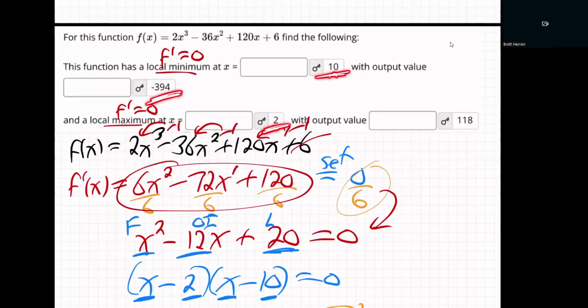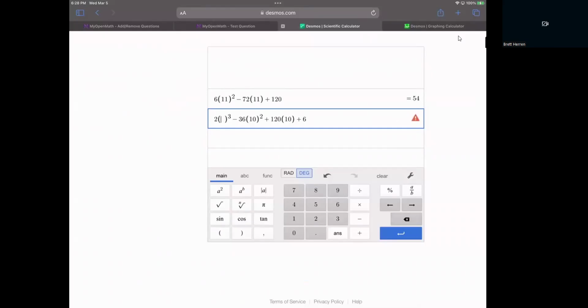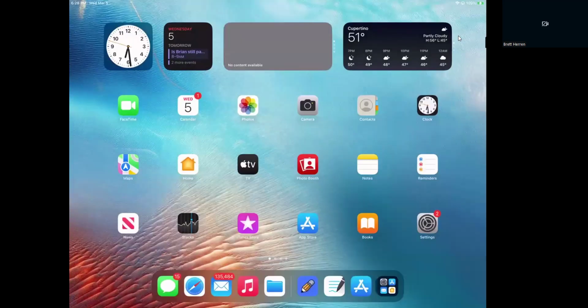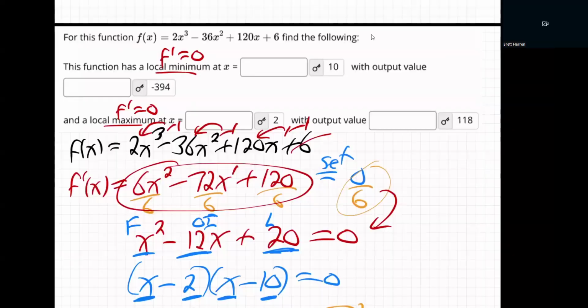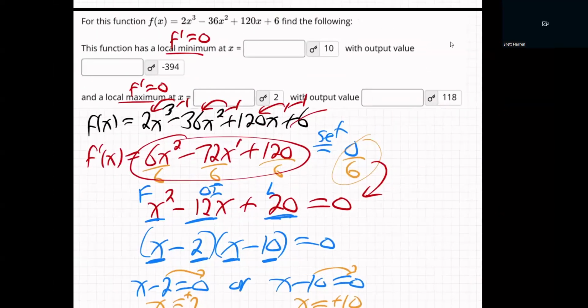Now I'm going to plug in 2. Hopefully I'll get 118. Go back and change it to 2. So Desmos again is so nice. You just change the plug-in that quick. Let the computer do the grunt work, and you do the thinking. That's how it should work, right? And 118, there it is, beautiful. And so we got the output values. And there we go. We learned about what that graph is doing.